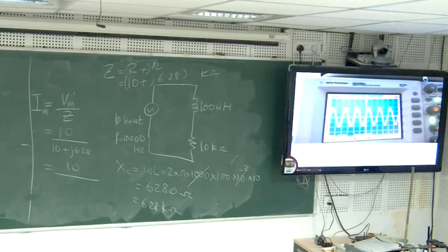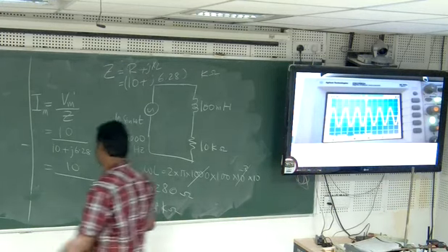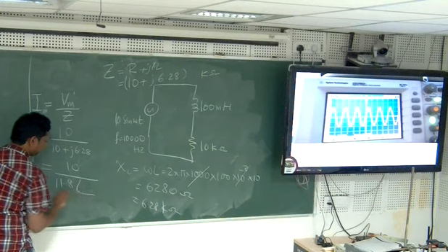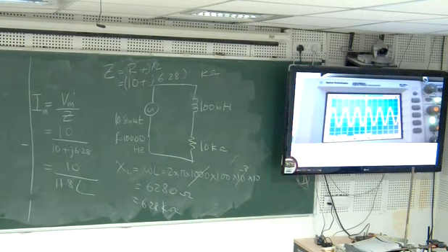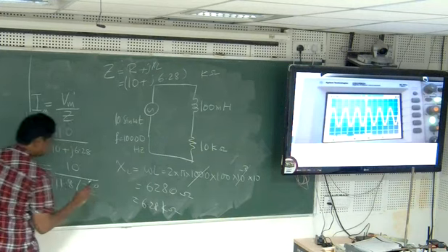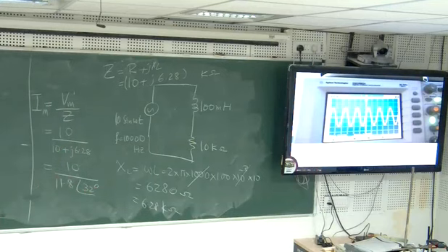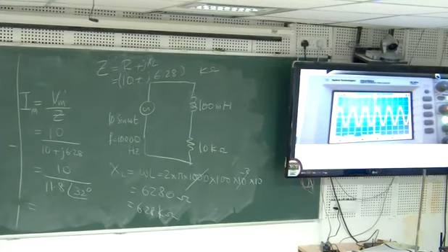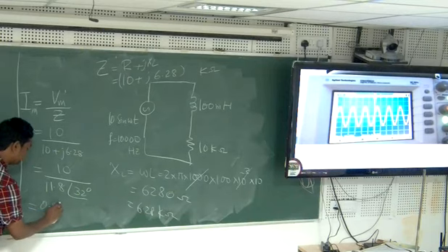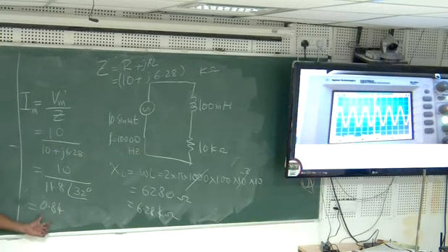Let's call it 11.8. And what is the angle? 32 degrees. So now if I divide 10 by 11.8, how much is it? 10 divided by 11.8 is 0.84. This is 0.84 milliamperes, remember, because this was in kilo ohms. So this is 0.84 milliamperes or 840 microamperes.